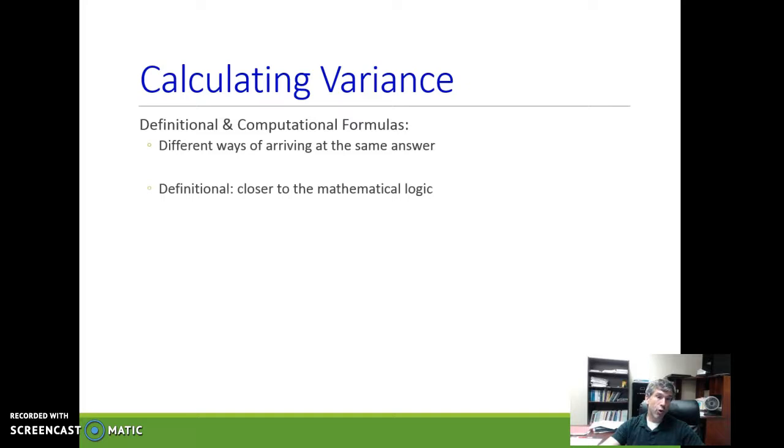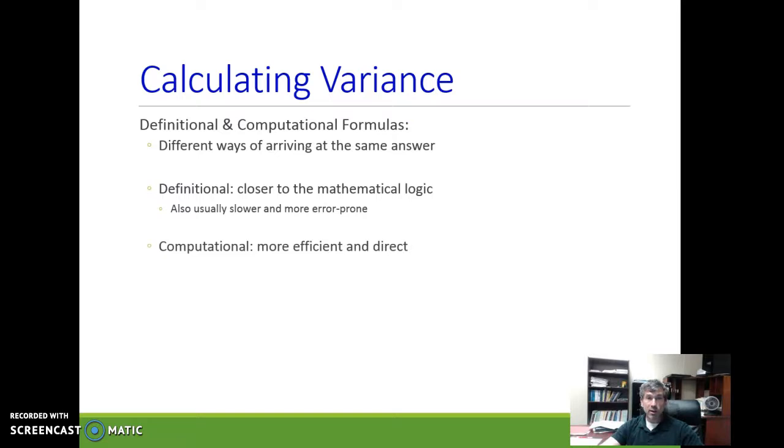The definitional formula is closer to the mathematical logic that underlies the formula, sort of the why we calculate things the way that we do. So it mirrors that logic more closely. It also usually takes longer to do and it's easier to make mistakes with it. So definitional formulas help you keep track of the conceptual big picture, but they take longer, they usually have more steps, and it's easier to make mistakes.